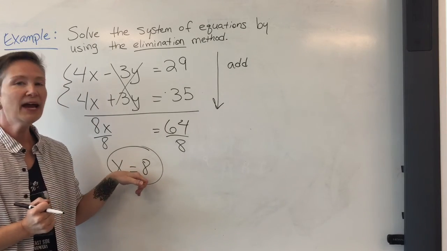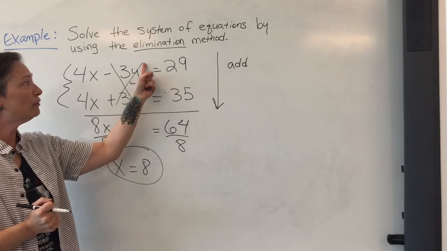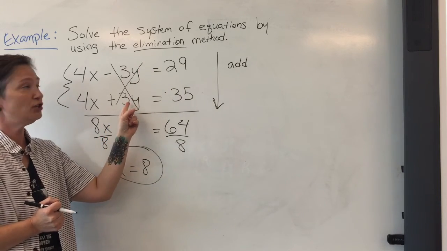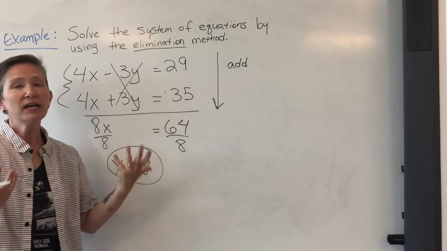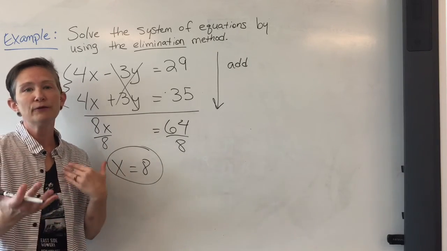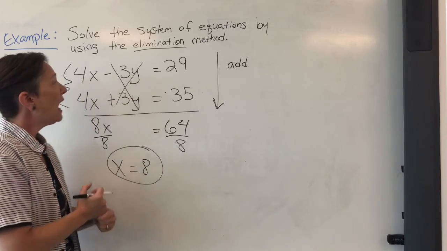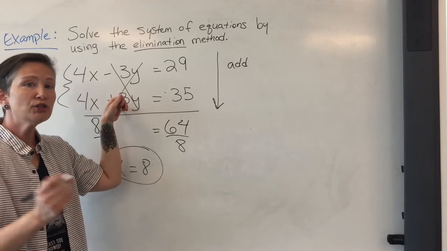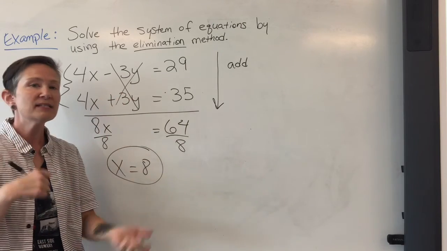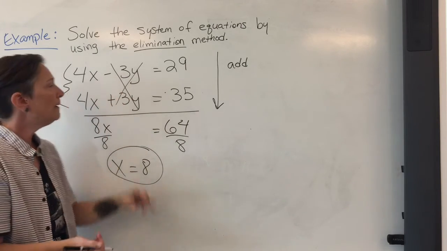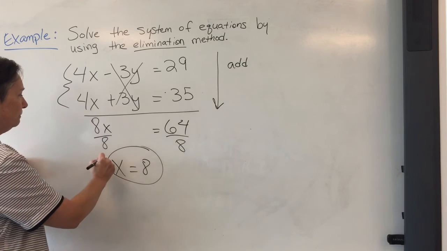Once I have my x value, I can choose either the first equation or the second equation to substitute this x equals 8 back into. Again, pick which one is better for you that might be easier. I'm going to stick with the second equation because there's no minus signs, there's no negatives, so that means less chance for me to make a mistake. So I'm going to choose this equation down here.